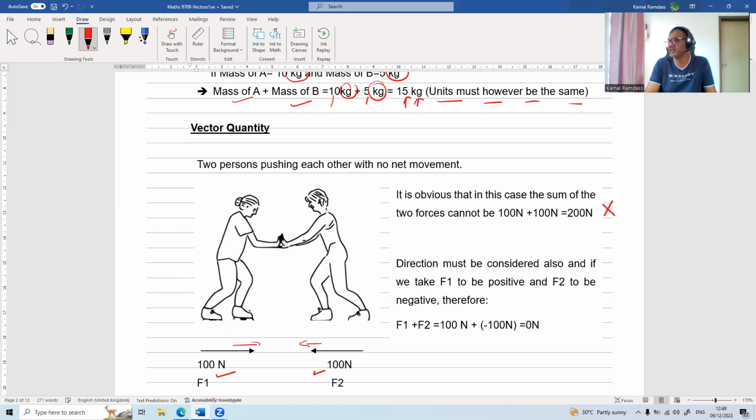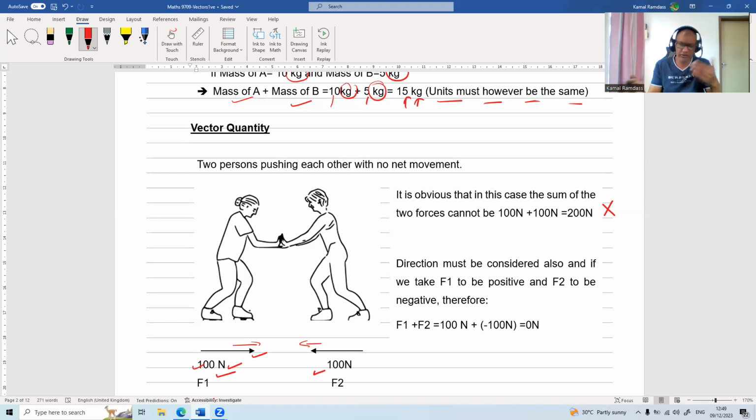It is obvious that in this case, the sum of the two forces cannot be 100 plus 100, pareil comme dans le cas de scalar, 200 newtons. Non. Ici, non seulement nous avons besoin de the magnitude et the unit, mais nous avons besoin aussi de the direction. Trois facteurs: magnitude, unit and direction. Same unit. Et là, nous avons besoin d'une awareness of the direction pour être capables de faire the sum of the two vector quantities.